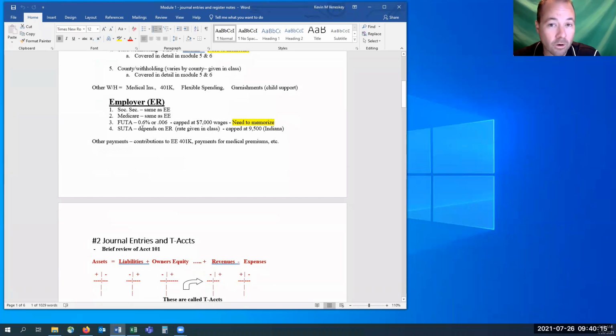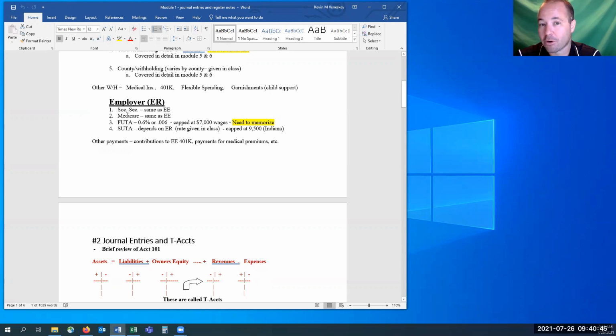The employer has a different set of taxes that they have to pay. Now, some of them are going to be the same as the employee. They're just having to put more into the pot. Instead of just the employee's portion, they're having to put their own portion in. And then there are a few different taxes that are taken out as well. All right, so the employer has 4 primary taxes that they have to pay each payroll.